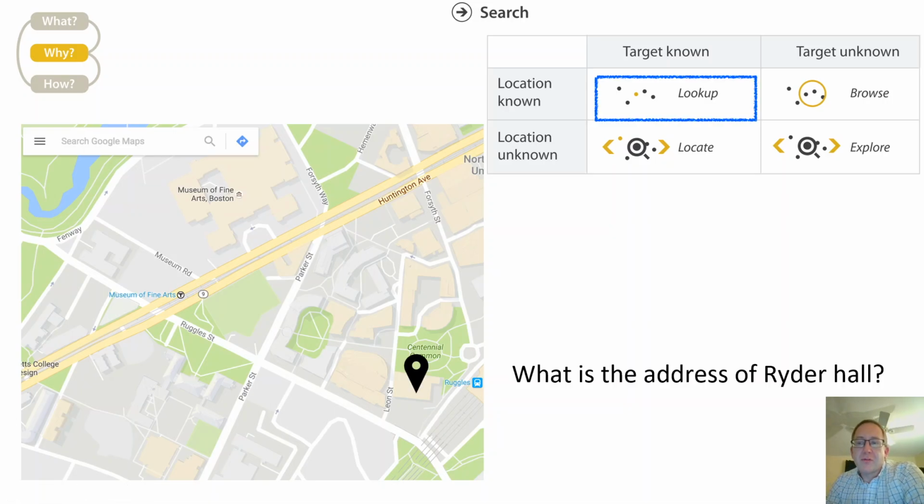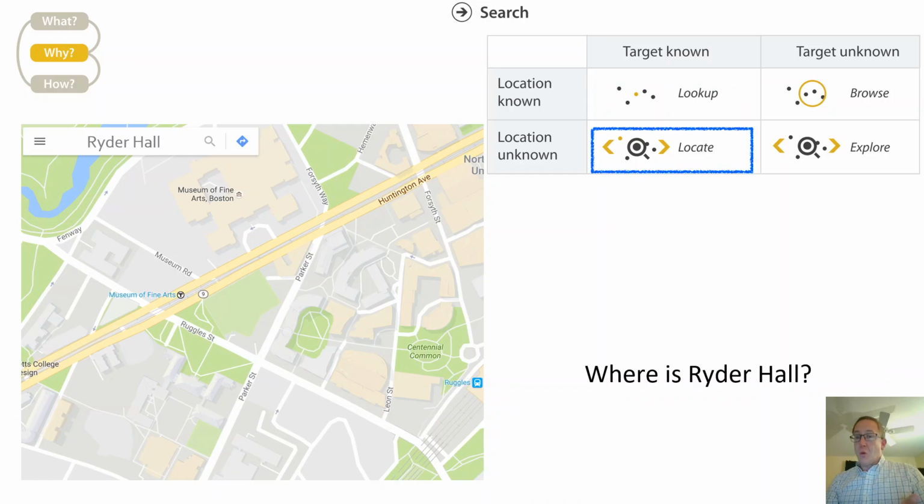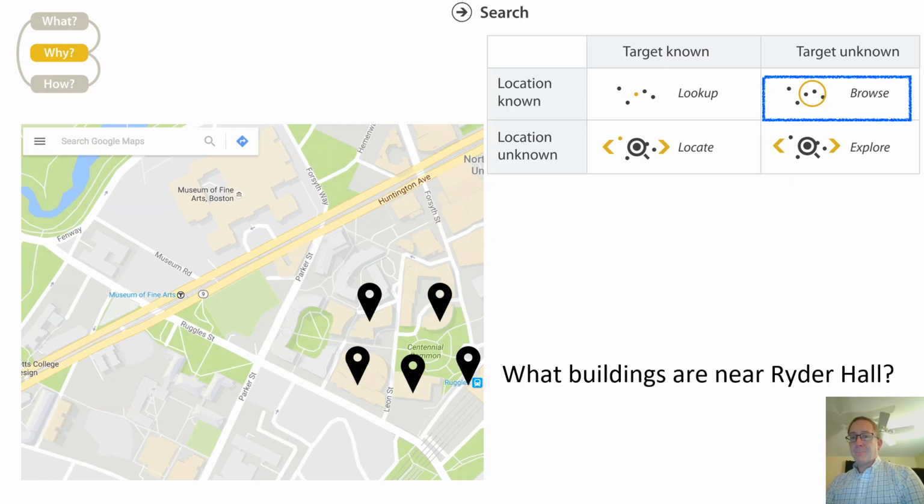So look up, where's Ryder Hall, right? I know what I'm looking for. The location is known, the target's known, what's the address? Sorry. Where is Ryder Hall? I don't know the location, but I know the target, Ryder Hall. What buildings are near Ryder Hall? Or where can I find a cheeseburger around Ryder Hall? I know the location around Ryder Hall, but I don't know where the targets are located.